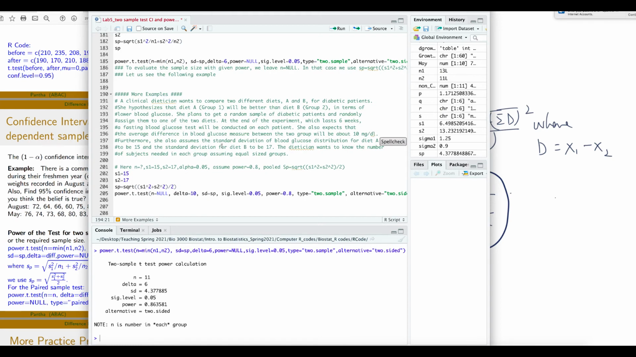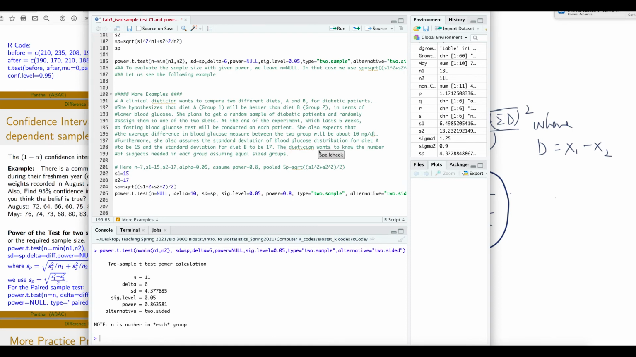So this is the average difference in the blood glucose measure between the two groups. And furthermore, she also assumed that the standard deviation of the blood glucose distribution for diet A is 15 and the standard deviation for diet B is 17. The standard deviation is also given, so you will have to find out the pooled standard deviation.